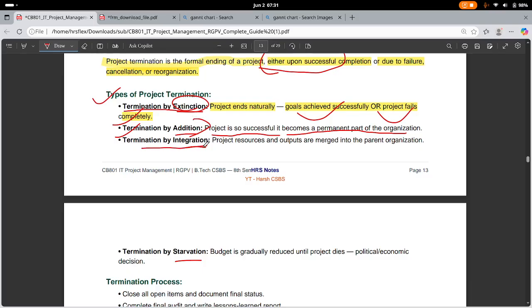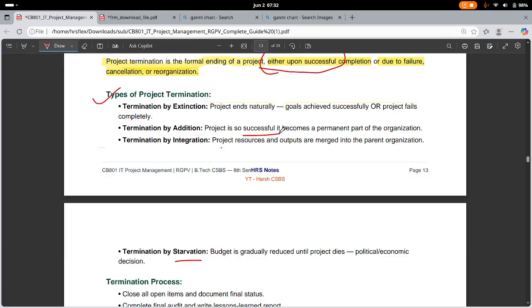Now termination by integration is when project resources and outputs are merged into the parent organization. It is terminated because it is merged into the parent organization. Okay? Termination by addition is when the project is so successful that it was made permanent. That's why it's terminated. It is still in use; they completed it and it is still being used in the organization.